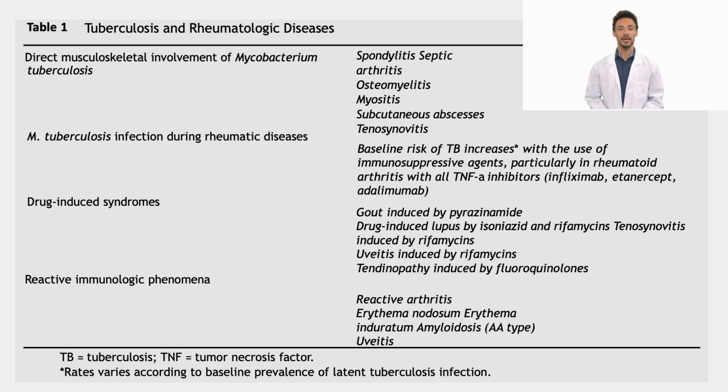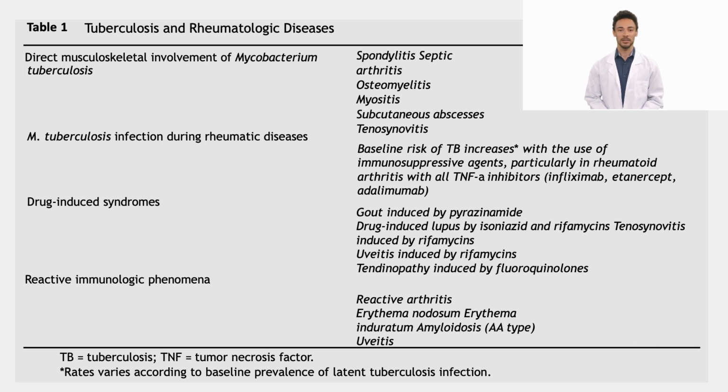The second category is M. tuberculosis infection during rheumatic diseases. Here, the risk of TB infection increases with the use of immunosuppressive agents. This risk is particularly notable in patients with rheumatoid arthritis being treated with TNF-alpha inhibitors, such as infliximab, etanercept, and adalimumab. In these cases, the immunosuppression caused by these drugs increases the susceptibility to TB infection.